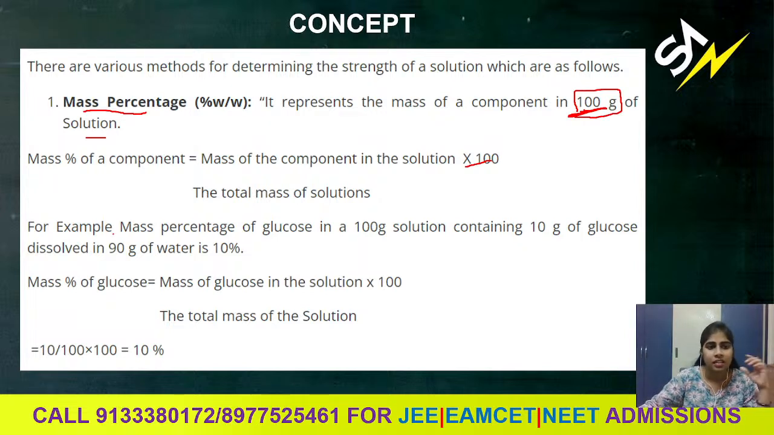And next, for example, the mass percentage of glucose in 100 grams of solution containing 10 grams of glucose. If we take such a solution, what happens? Mass percentage of glucose is equal to mass of the glucose in the solution into 100. This is the main term. We need to take the mass of the glucose and multiply it by 100. That gives the mass percentage of glucose.